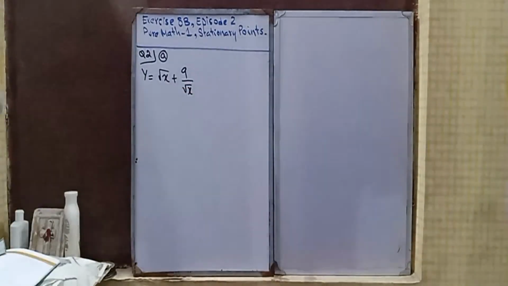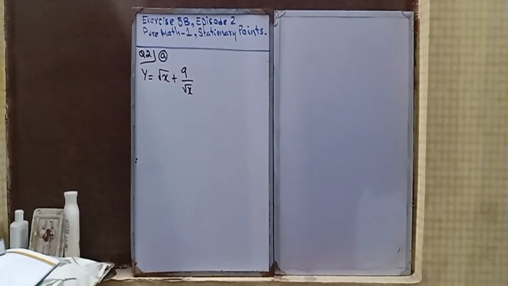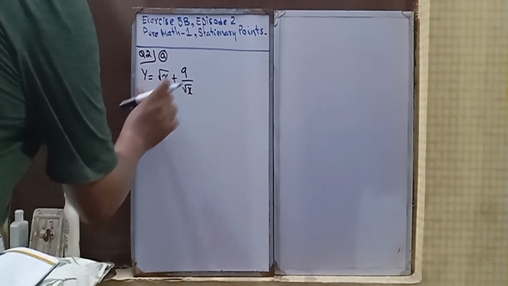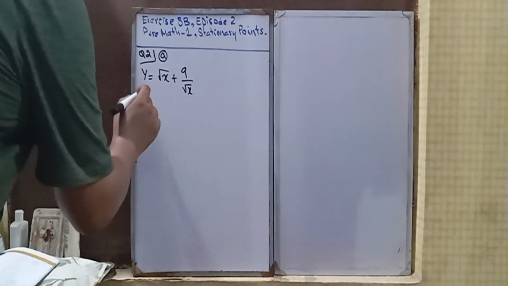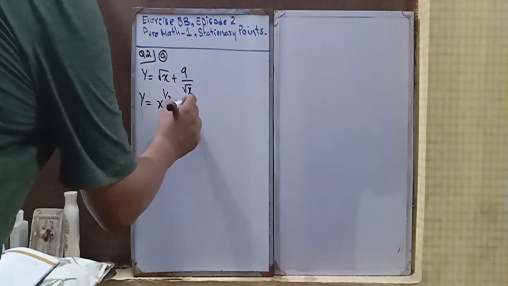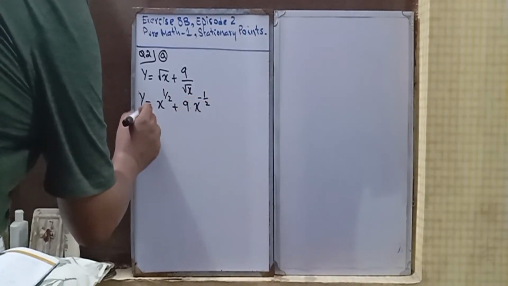The statement of the question is to find the coordinates of the stationary points on each of the following curves and determine the nature of each stationary point. So we will differentiate it at the stationary point. First of all, I am going to make the shape a little friendlier for the derivation. So this is x raised to power 1 by 2 plus 9 into x raised to power minus 1 by 2. Now I will take the derivative.